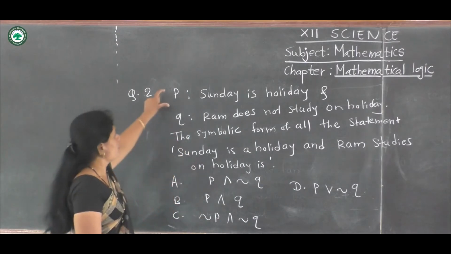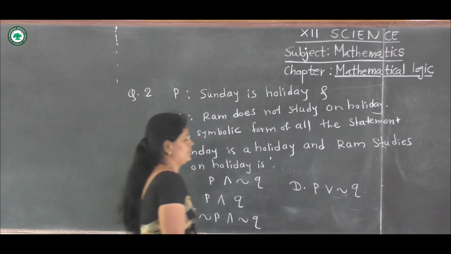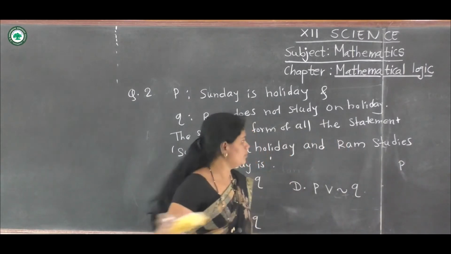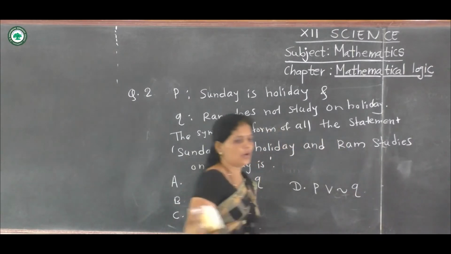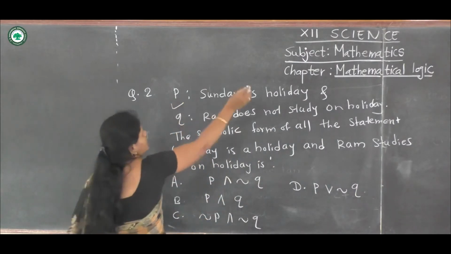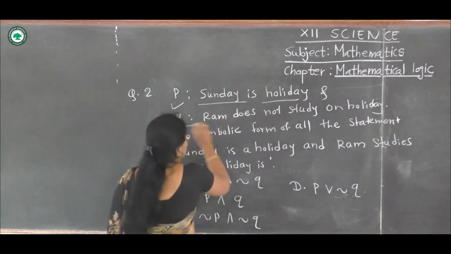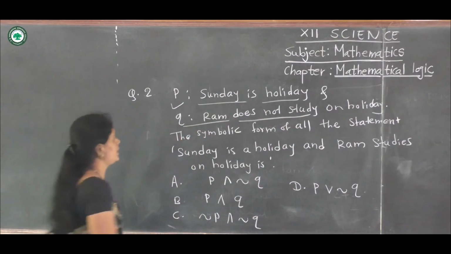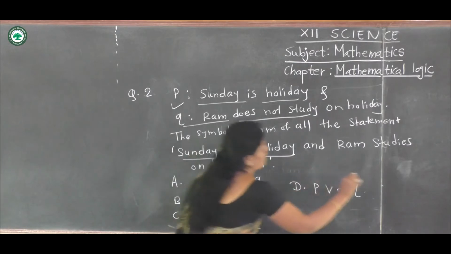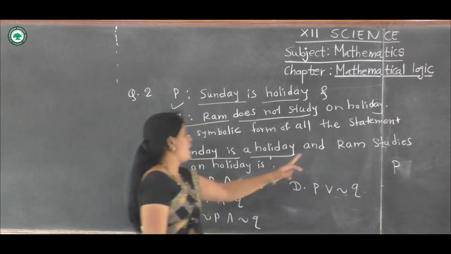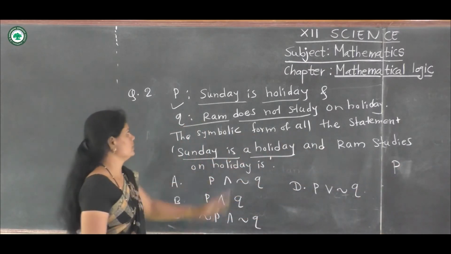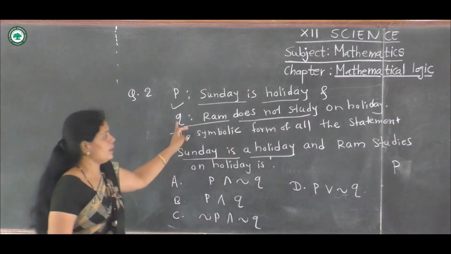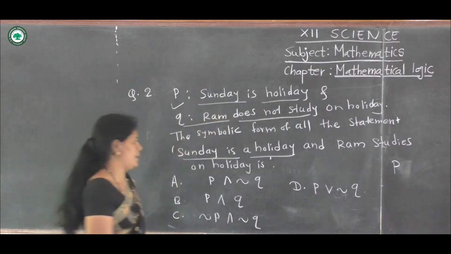Let us see. P: Sunday is holiday. The first sentence is P. We have to give a symbolic form. P and Q are given. P is Sunday is holiday. Q: Ram does not study on holiday. Symbolic form of this statement: Sunday is holiday, P, and Ram studies on holiday. Here Q is Ram does not study on holiday.